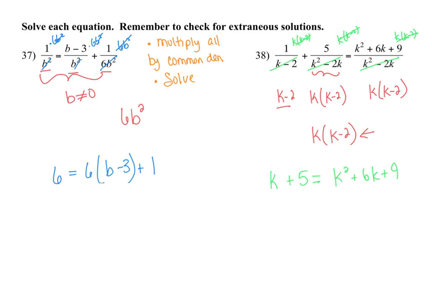Here, what would make this denominator 0? Well, 0 or 2 would make that 0. So k cannot equal 0 or 2. Always look at that common denominator and it will tell you, where would your denominator equal 0? Those are the two I can't have. As long as I get anything other than those numbers, I don't have extraneous solutions.